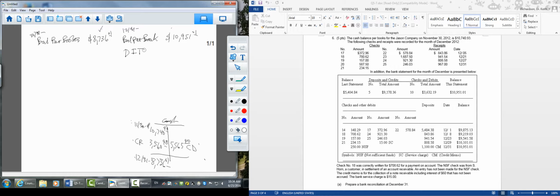What else do we know about that the bank doesn't know about? We wrote checks, right? Haven't gotten there yet. What's that called? You guys read this chapter? Outstanding checks. Okay? Right.